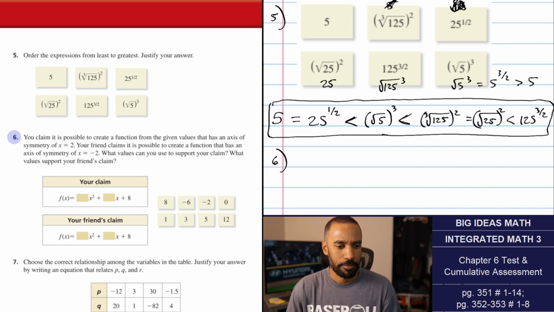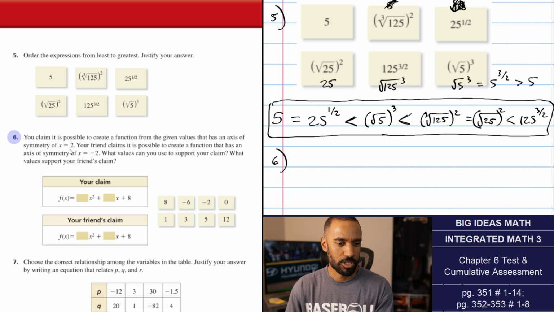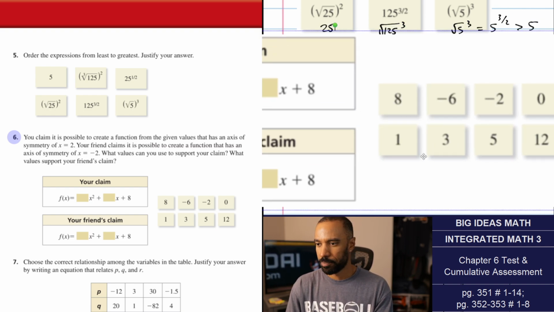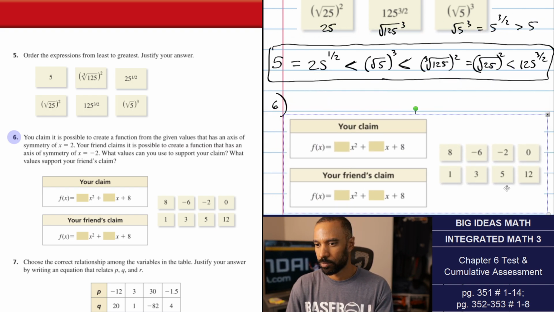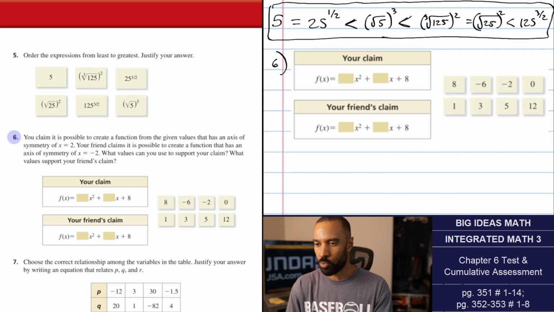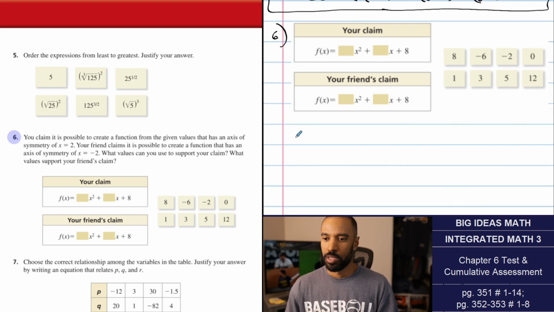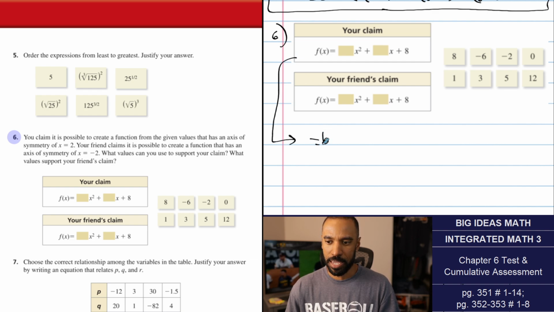Okay, so we have my claim and my friend's claim from these options. Let's bring this all over in case we need to write some things down. Now, axis of symmetry is all about that -b/2a. So these are our b and a values that we're referring to. So for my claim, my -b/2a needs to be 2. So I need to find 2 values that'll work with that.